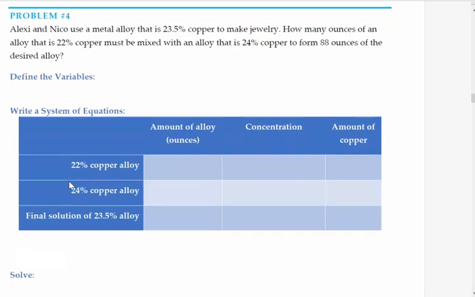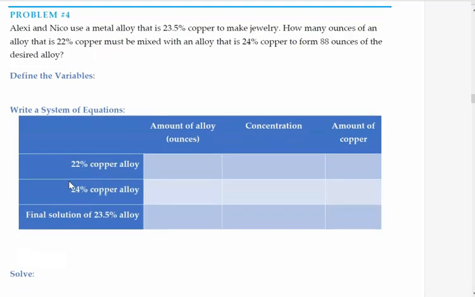Okay, so we've got two more types of problems that we're going to go over here, and then we'll be done. This one is a percent solution one, and it's really going to be set up in a similar way to the one above. Notice that down the side, I'm talking about the type of stuff that I'm mixing together, and along the top are the amount, the concentration, and then the amount of copper altogether.